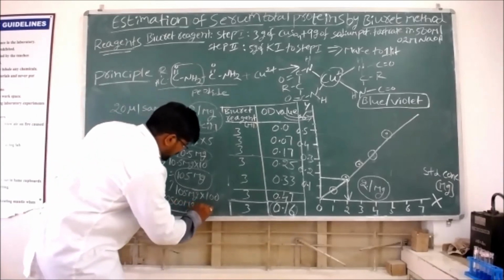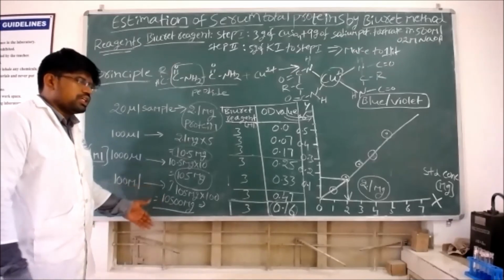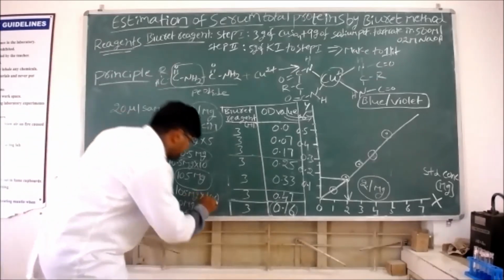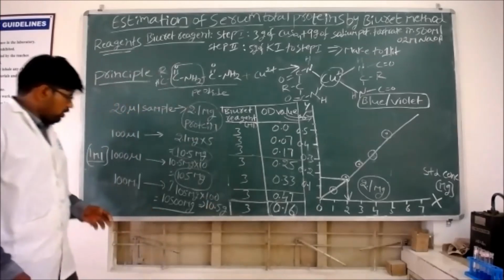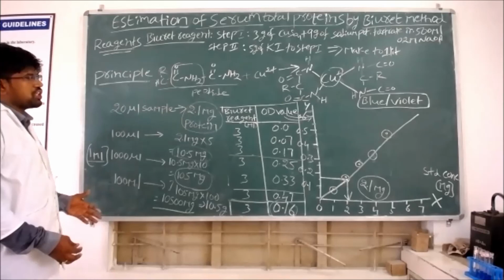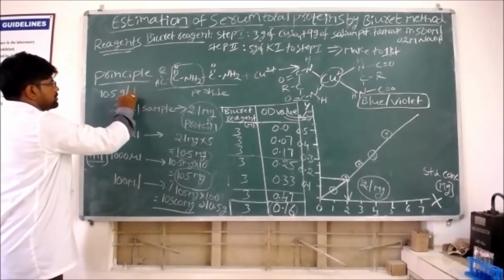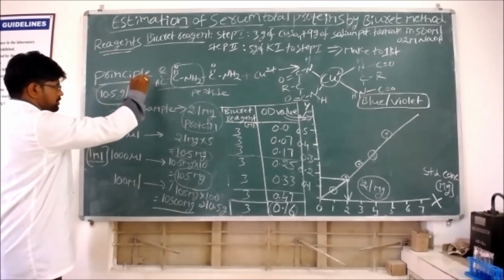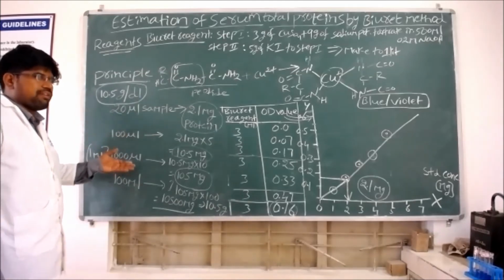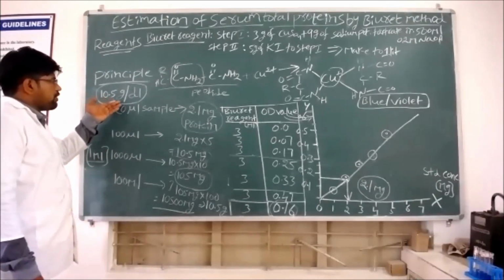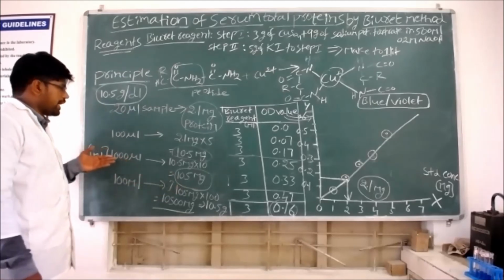You convert that into grams. We know already 1000 mg is equal to 1 gram. So you divide by 1000, and automatically you will get 10.5 grams. Now the concentration of the protein is 10.5 grams per deciliter. So the amount of protein present in the test sample was found to be 10.5 gram per deciliter, or you can also report it as 105 mg per ml.